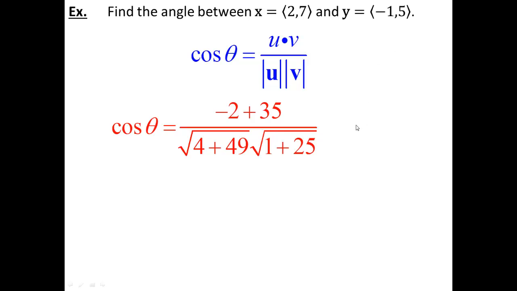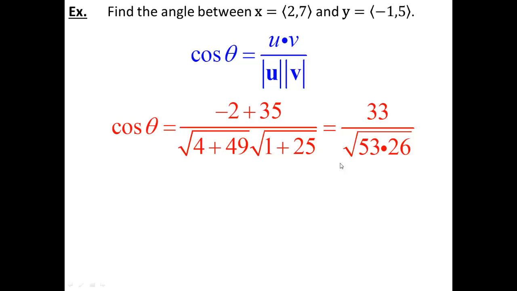Now before we do anything with the calculator, let's go ahead and clean this up as much as we can. On the top I'll get 33. And on the bottom I'll have the square root of 53 and the square root of 26. But the way I'm actually going to write it, I'm not going to write those roots separately. I'm going to realize that if I'm multiplying two roots, that's the same thing as just multiplying what's inside the roots. The square root of a times the square root of b is really the square root of ab. So I'm going to go ahead and rewrite it as the square root of 53 times 26.